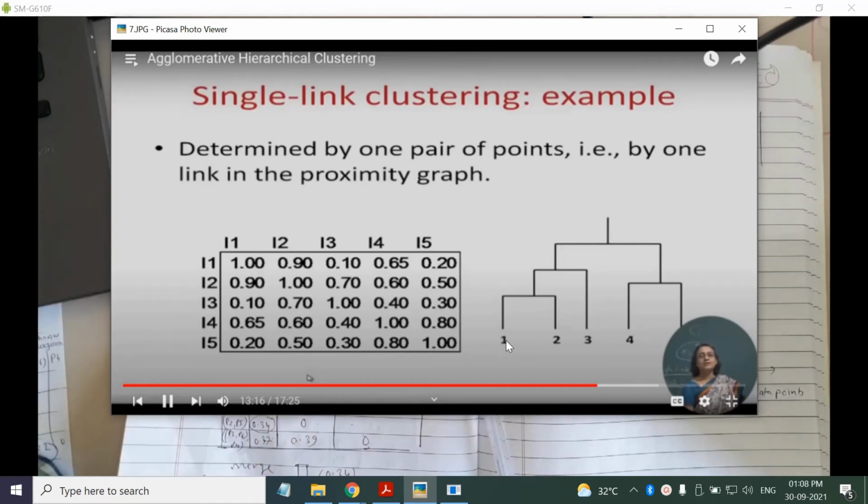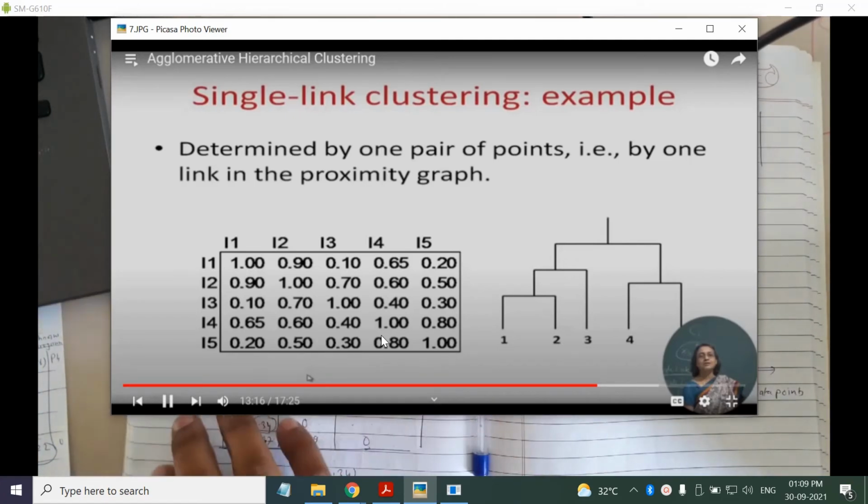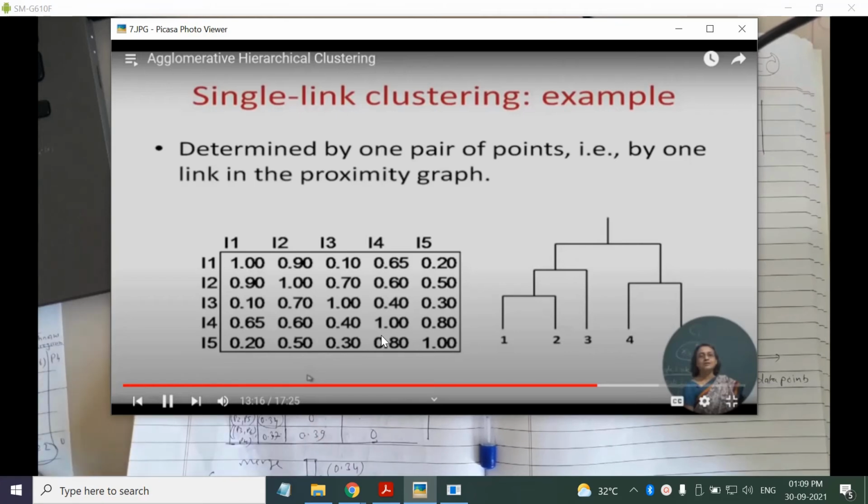See here, first, okay, cluster 1 and 2, okay, they are merged, and if you see their value in the table, their value is 0.9, and along the diagonal the value is 1 instead of 0. So what is the problem here? Try to understand. As I said, this is the similarity matrix, it is not the distance matrix, okay.